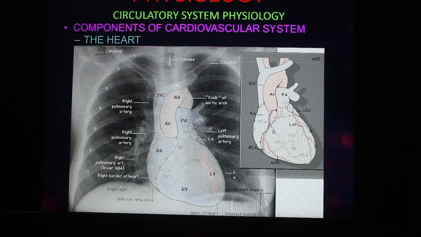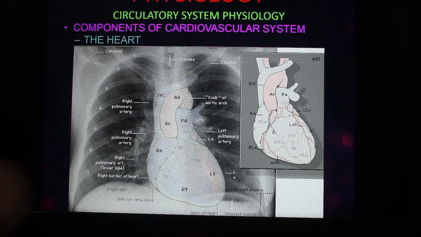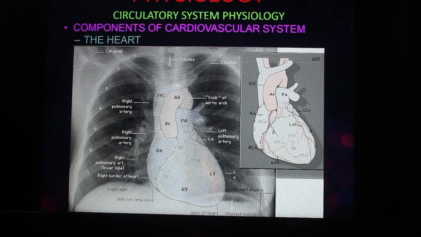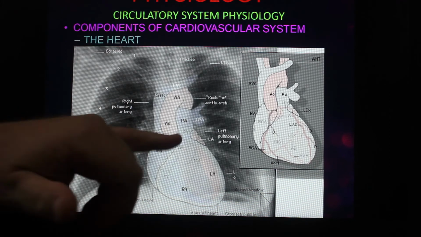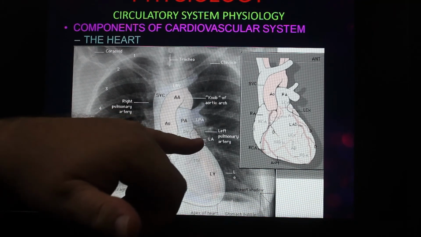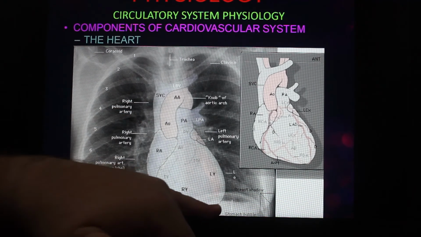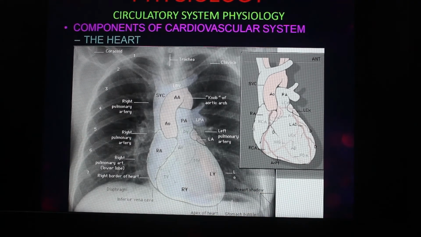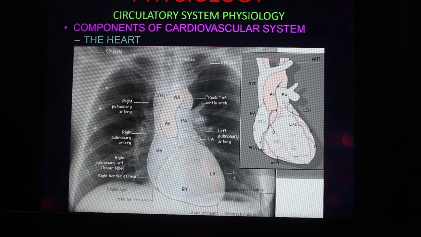We have the pulmonary artery, and we have the left atrium, and then we have the left ventricle. We cannot discriminate the right ventricle. Usually we cannot discriminate the right ventricle in a normal X-ray of a patient.